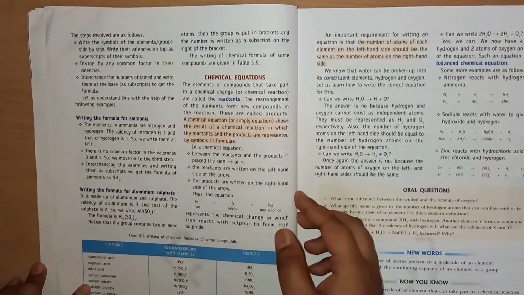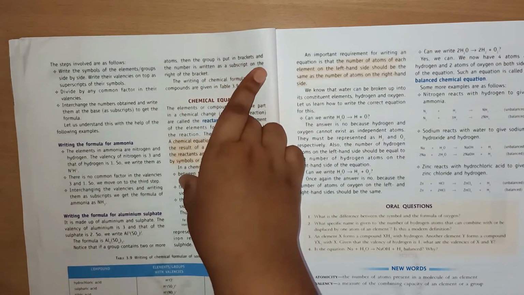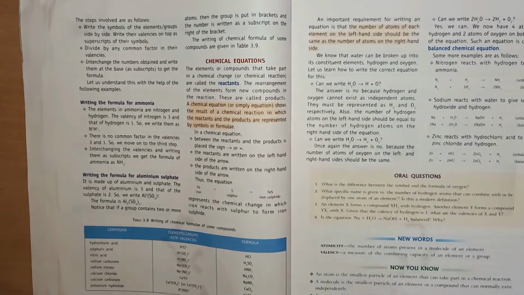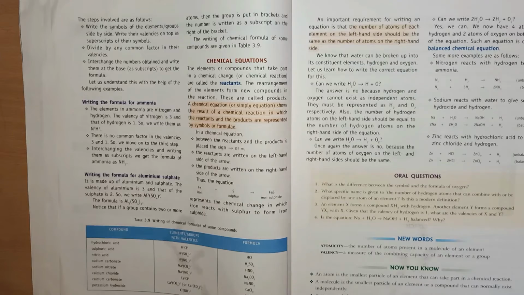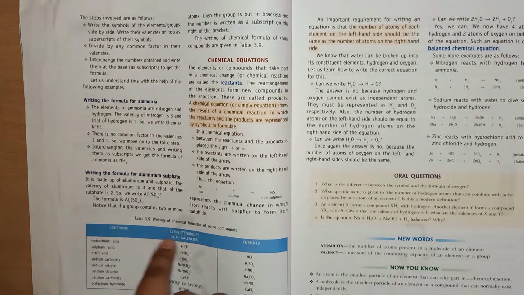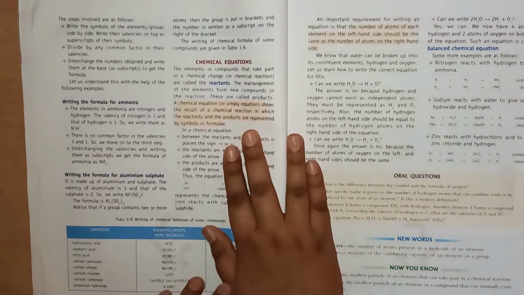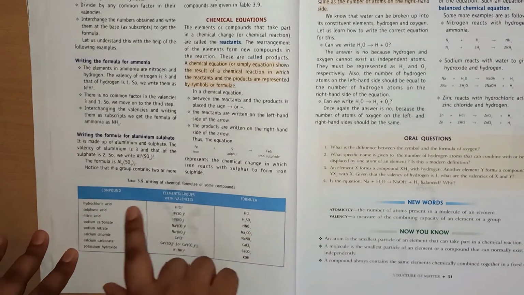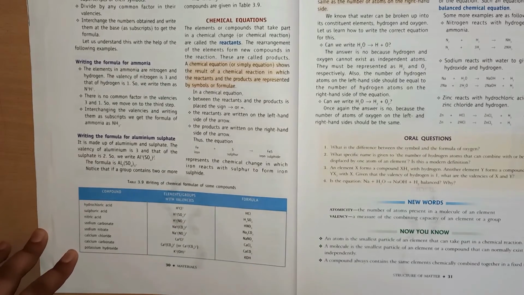Notice if a group contains 2 or more atoms, then the group is put in brackets. You must be thinking why they have put brackets here, because SO4 is a compound group, and the valency of aluminium is 3, so in the bracket they have written 3, and Al gets 2 because the valency of sulfate is 2. Now we have to interchange, which gives Al2(SO4)3. There are some valencies and formulae of some compounds given that you can read.